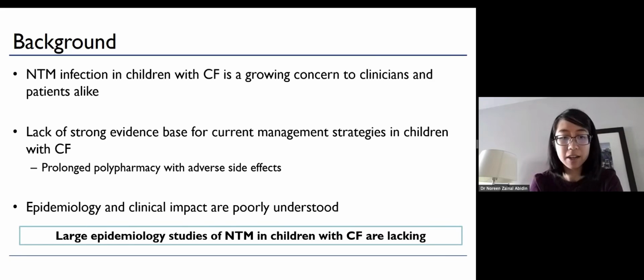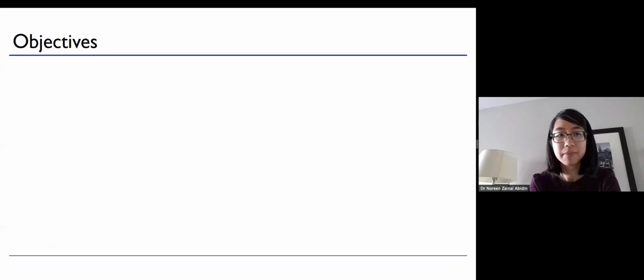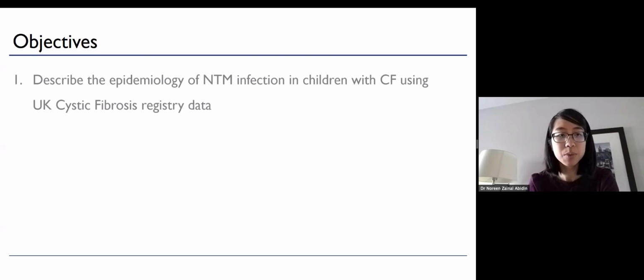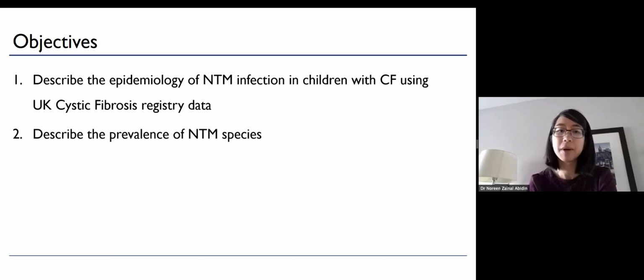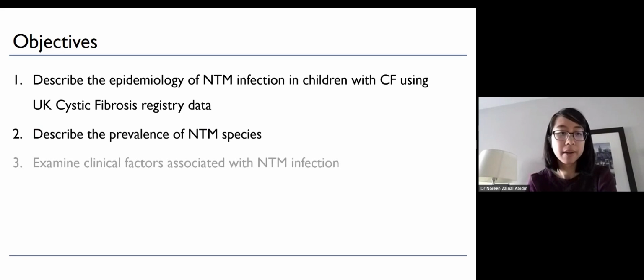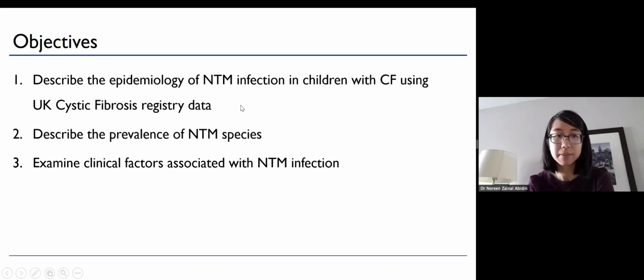We identified that large epidemiology studies of NTM in children with cystic fibrosis are lacking. We therefore sought to understand the burden of this infection in this young cohort with the hope that our findings will help inform the planning of future studies in this area. And our objectives were firstly to describe the epidemiology of NTM infection in children with CF using UK CF registry data. And secondly, to describe the prevalence of NTM species in this cohort. And thirdly, to examine clinical factors associated with NTM infection.